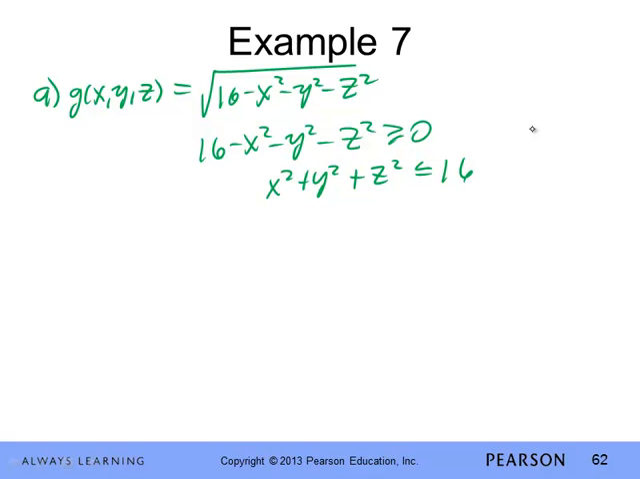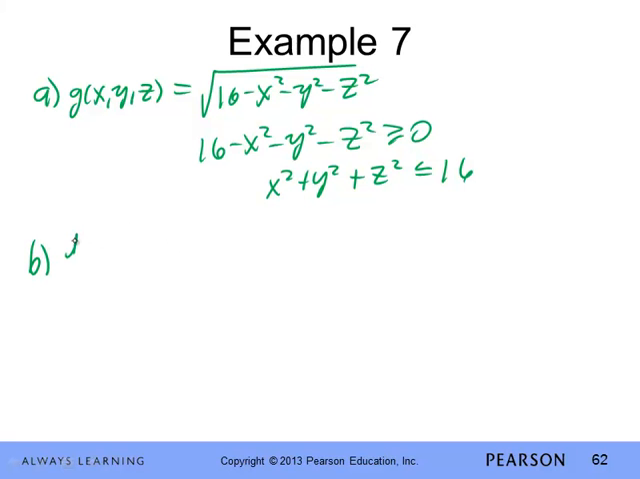Now the graph would be a four-dimensional surface, which we don't know how to draw. We can gain information about what that four-dimensional surface would look like by setting g equal to some different constant values and have a sequence of level surfaces. Let's take a look at B here.